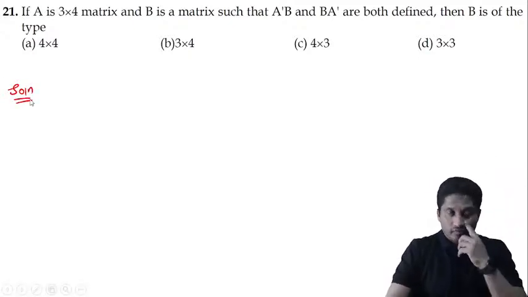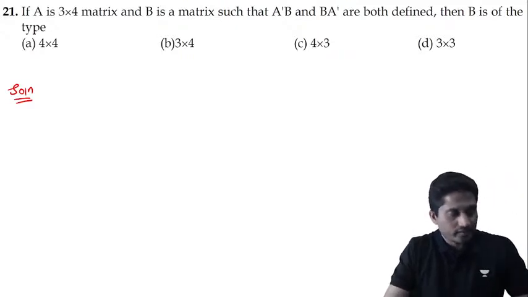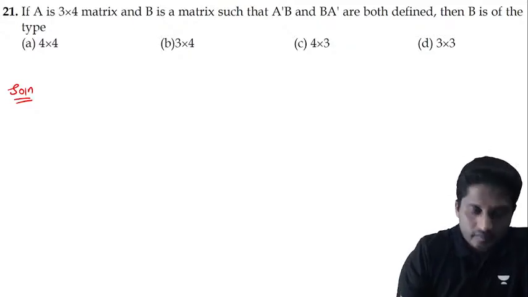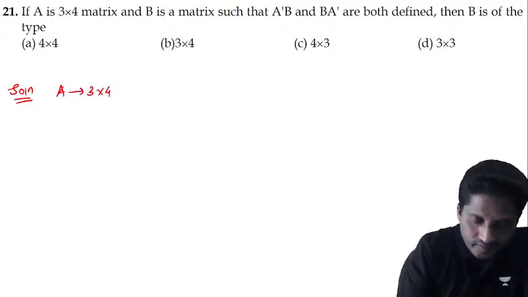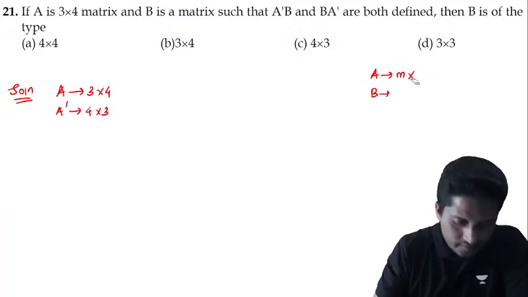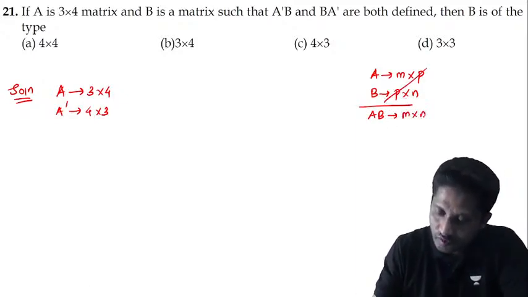If A is a matrix of order 3 by 4 and B is a matrix such that A dash B and B A dash are both defined, then what should be the order of B? Alright, let's discuss this. A is a matrix of order 3 by 4, right? This means that A dash is a matrix of order 4 by 3. Now we know that if A is a matrix of order m by p and B is a matrix of order p by n, the product AB is defined only when the number of columns of A is same as number of rows of B. So AB should be a matrix of order m by n.